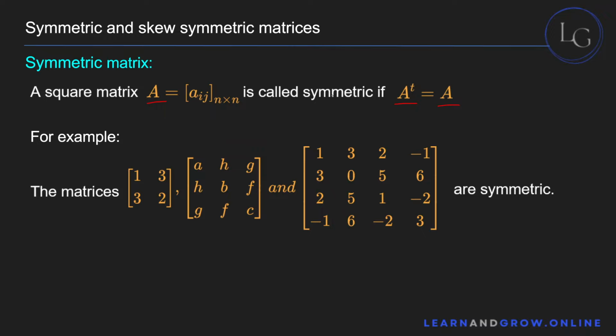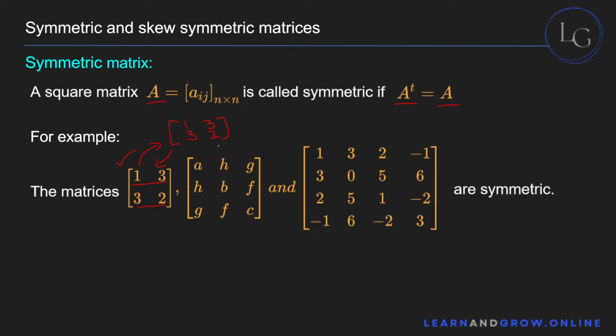So see these examples. Now see this matrix here. If you take its transpose, so basically change the first row into a column and change the second row into a column as well, you can see that it is basically the same. There is no change. So this is a symmetric matrix.